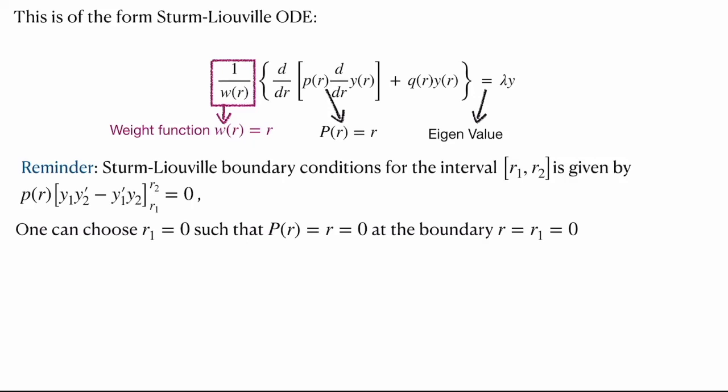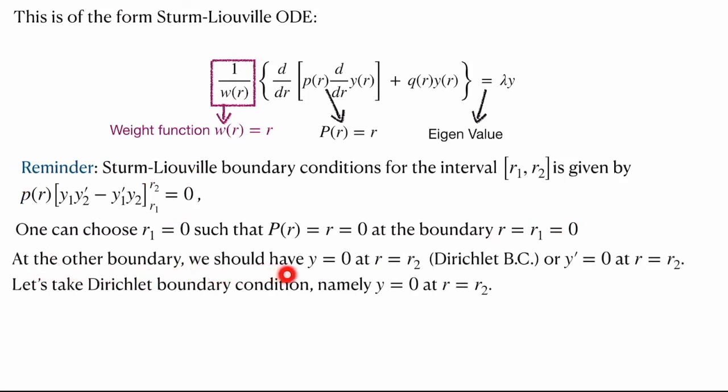But we have seen that at r is equal to 0, we have got to check this too. At r is equal to 0, there seems to be a peculiar coincidence. p of r here is exactly equal to r, and that is equal to 0, and then it satisfies the Sturm-Liouville boundary condition at this point. And at the other boundary, we can have y is equal to 0. At r is equal to r2, we can map all the roots of the Bessel function to r2, a fixed number, and then we can satisfy the Dirichlet boundary condition.